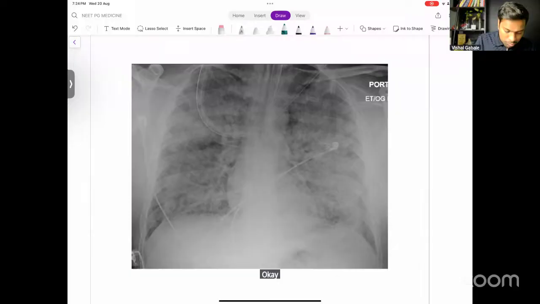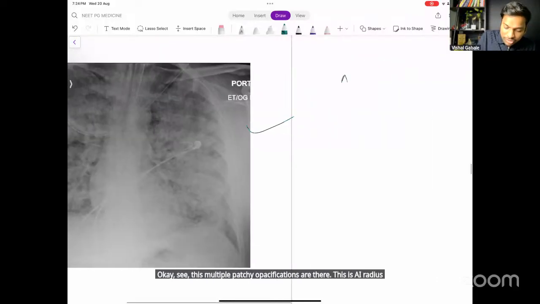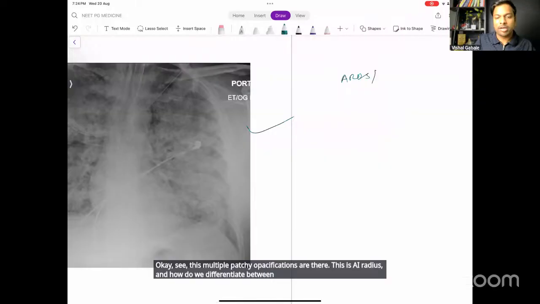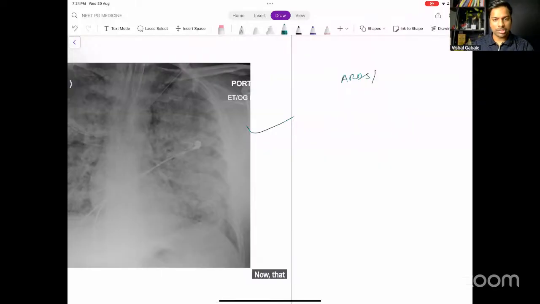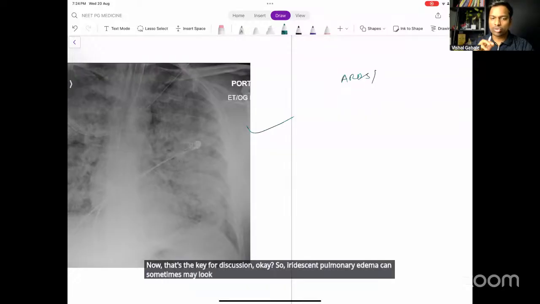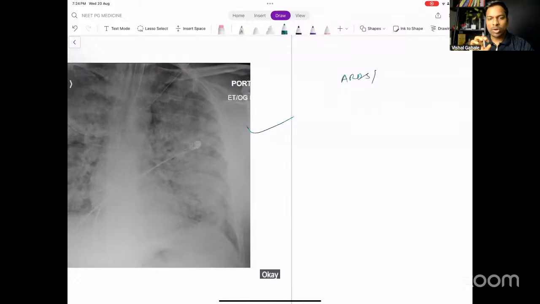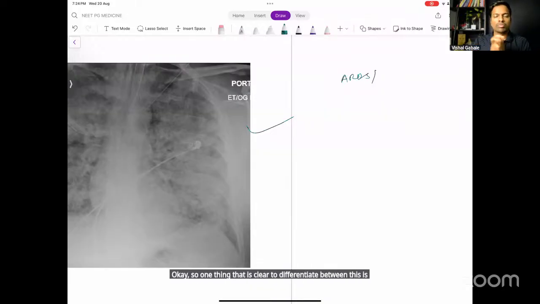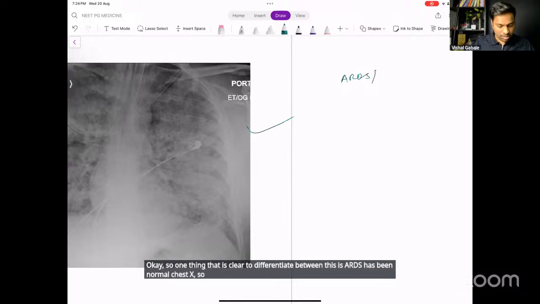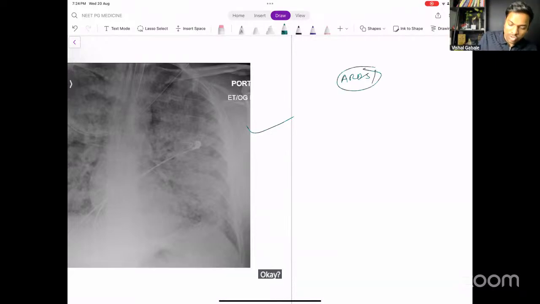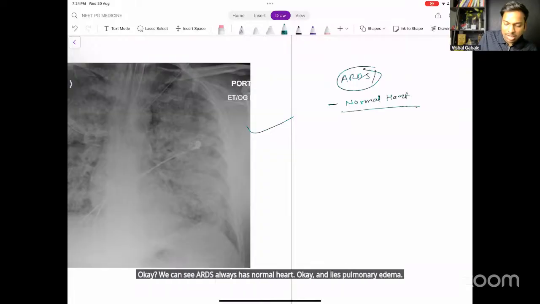Okay, see, multiple patchy opacifications are there. This is ARDS. And how do we differentiate between ARDS and pulmonary edema? That's the key for discussion. ARDS and pulmonary edema can sometimes look close to each other. One clue to differentiate between these is that ARDS has a normal heart size. You can see ARDS always has a normal heart, unlike pulmonary edema, which has cardiomegaly.